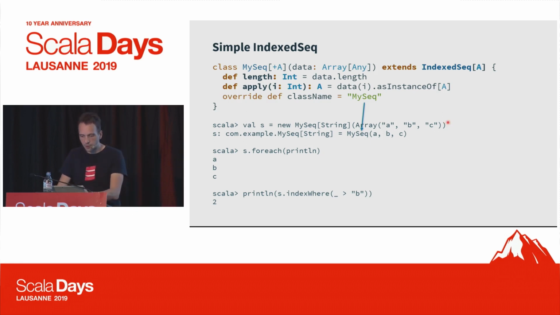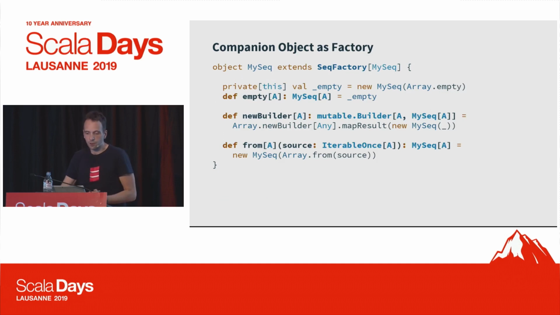But it's a bit ugly to create it by calling the constructor and passing this internal data structure that you're not supposed to see. So the next thing I'd like to do is to add a factory implementation. Every collection usually has a factory in its companion object. So we have object mySeek, and we extend seek factory of mySeek. There is no specific index seek factory, so we take the next best thing by going up in the hierarchy, and that's seek factory. And a factory has to implement three methods. They are empty, new builder, and from.